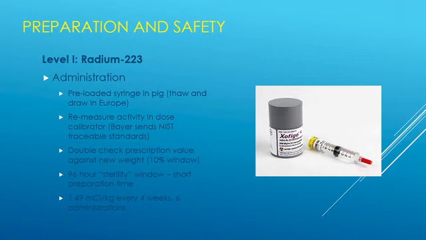That's basically it. So you order your activity based on the weight of the patient, 1.49 millicuries per kilogram. It's delivered to you in a pre-measured syringe. Obviously, you're going to double check that activity in your dose calibrator. Sometimes you have to thaw and draw if you're in Europe.